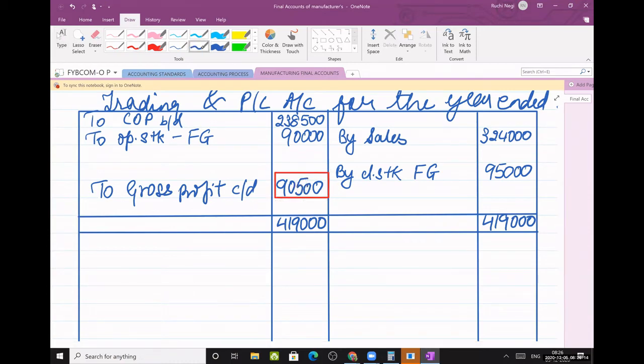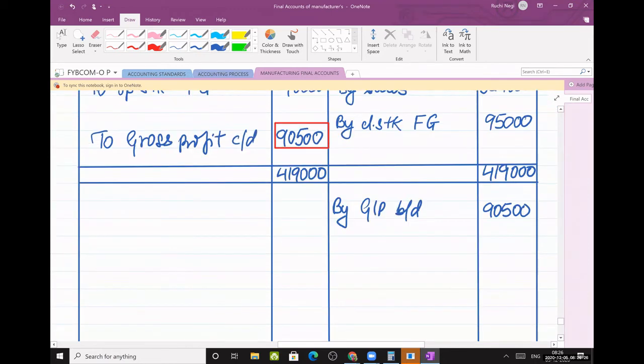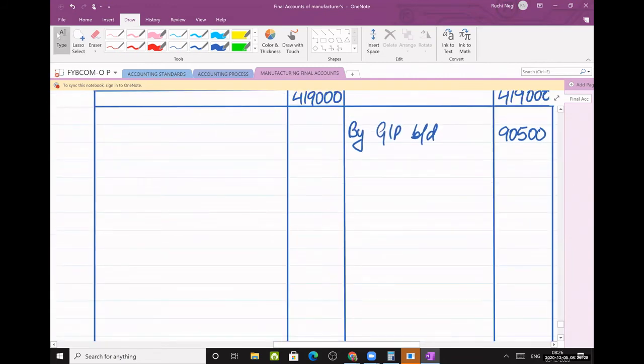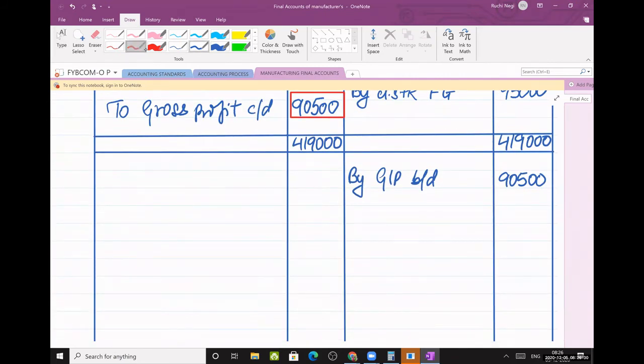Next, this is my P&L account. So below you write down by gross profit brought down, because I have combined my trading and P&L account to save time. Now start. To what is called office expense or admin expense. It is up to you what you want to write. Both the words are correct.